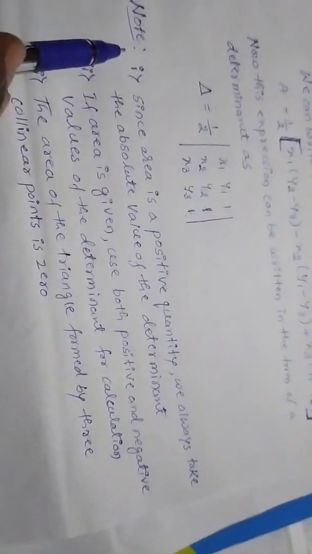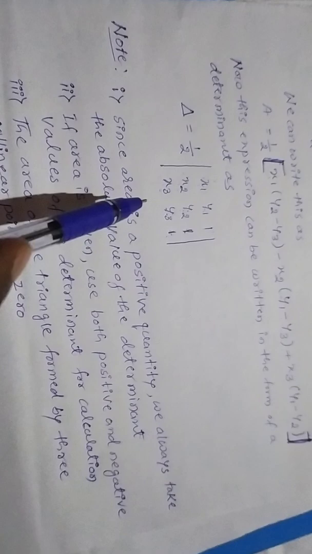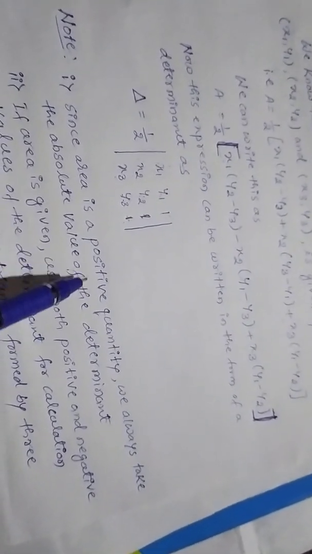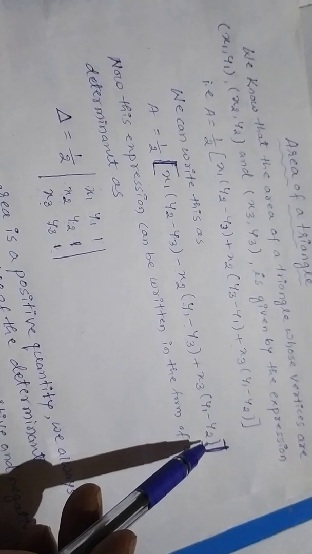Here are some important notes regarding the area of a triangle. Since area is a positive quantity, we always take the absolute value of the determinant. While calculating the area of the triangle by using determinants, we should take the positive value, because area is always positive. So in the calculation we have to take mod instead of a square bracket, because mod always gives a positive value, that is the absolute value. You will learn about this later while solving the examples.